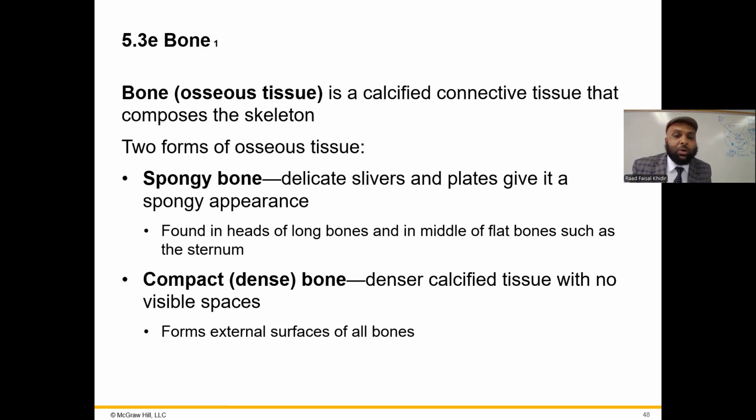Spongy bone consists of delicate slivers and plates that give it a spongy appearance. They are found in the heads of long bones and in the middle of flat bones, such as the sternum. Compact, dense bone is a denser calcified tissue with no visible spaces. It forms the external surfaces of all the bones. That's the compact bone.